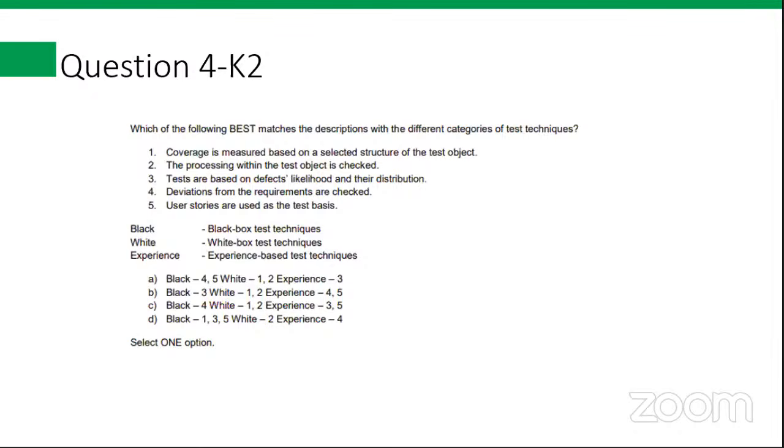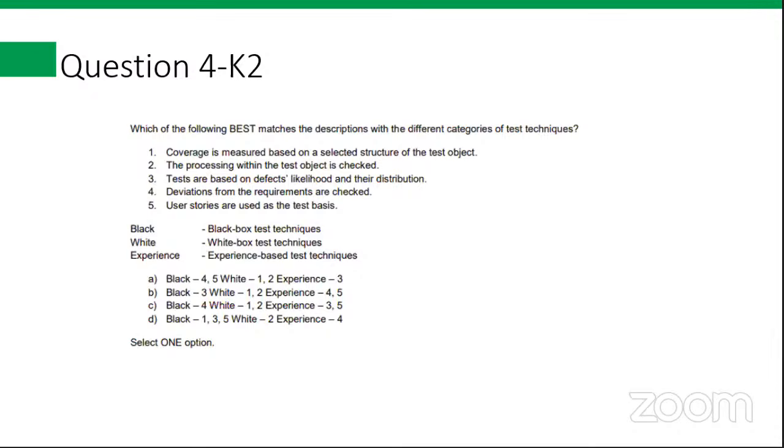Next, we have: tests are based on defects likelihood and their distribution. So defect likelihood and their distribution. This is generally how frequently defects occur and how they are getting distributed. And you should be able to understand this only if you have experience. That is, you should be seeing the system for some time and you know exactly where the defects would occur. So based upon that keyword, that is defect likelihood and their distribution, this falls under experience based test technique. So 3 comes under experience.